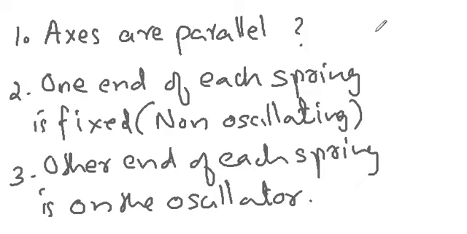If the three criteria are satisfied, first one correct, second one correct, and third one correct, then the springs are in parallel. And if only the first one is correct, and second and third are not correct, then the springs are in series. And suppose the first one itself is not correct, then there is no meaning in testing the third and the second option. If the first one itself is wrong, then the springs are not in series, not in parallel. So we have to follow certain other techniques to solve this kind of problems.